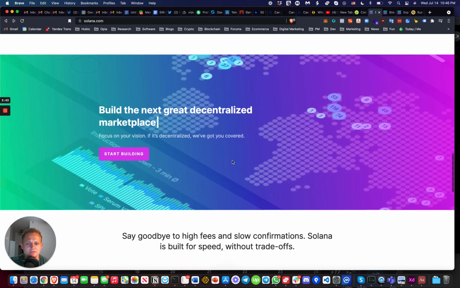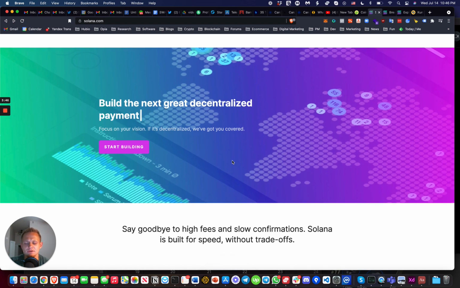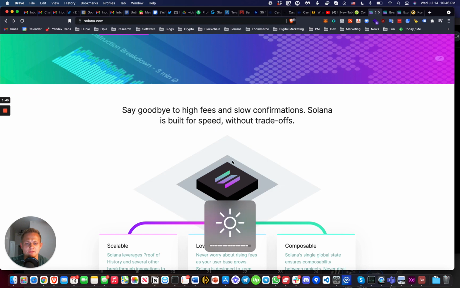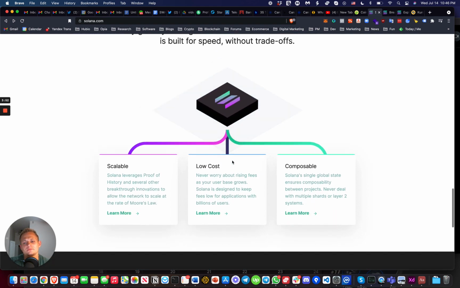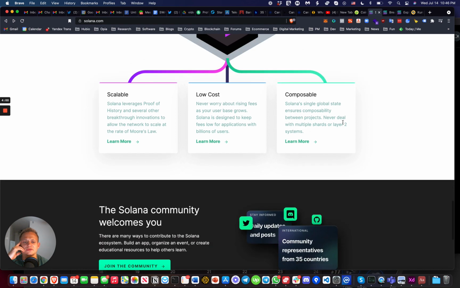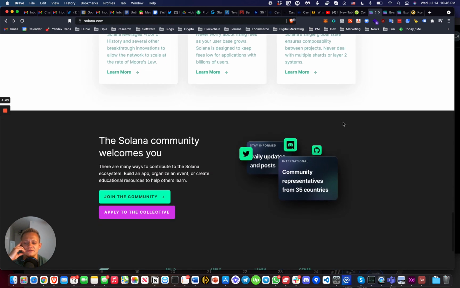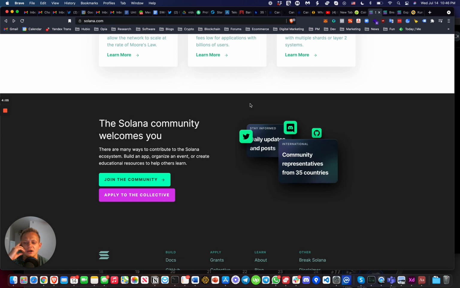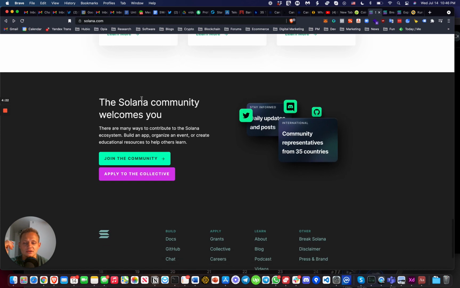Okay, so I like that. Interesting game that really states clearly why they are better than Ethereum. So scalable, low cost, composable. Solana's single global state ensures composability between projects, never deal with multiple shards or layer 2 systems. Now that's interesting that you don't have to deal with layer 2 systems, although I don't know what is going to happen. How scalable is it on a very large scale? Now I guess that's something that we'll have to see later on. Although it says it's scalable, I don't know to what magnitude it's scalable, but we'll see.